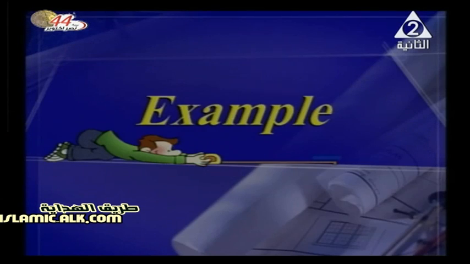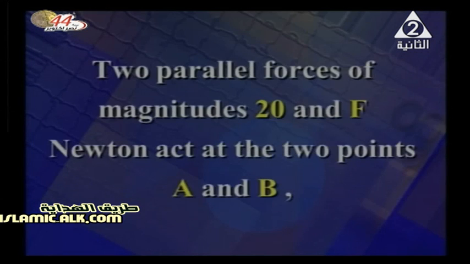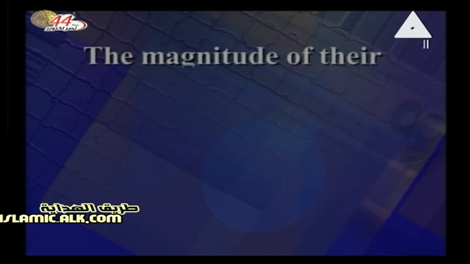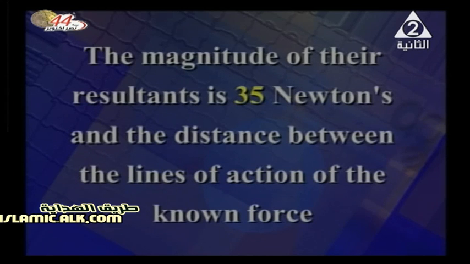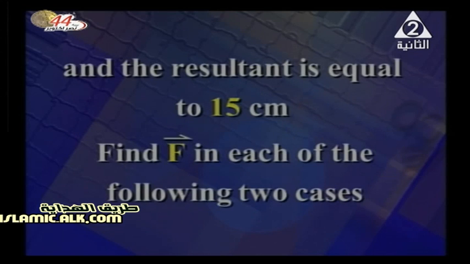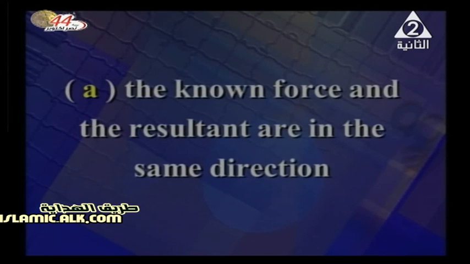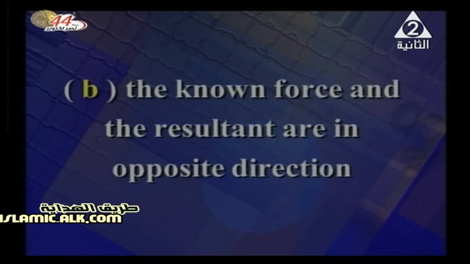Now we are to translate two important examples. Two parallel forces of magnitude 20 and F Newton act at the two points A and B. The magnitude of the resultant is 35 newtons and the distance between the line of action of the known force and the resultant is equal to 15 centimeter. Find F in each of the two following cases. The first, the known force and resultant are in the same direction. Number two, the known force and the resultant are in the opposite direction.